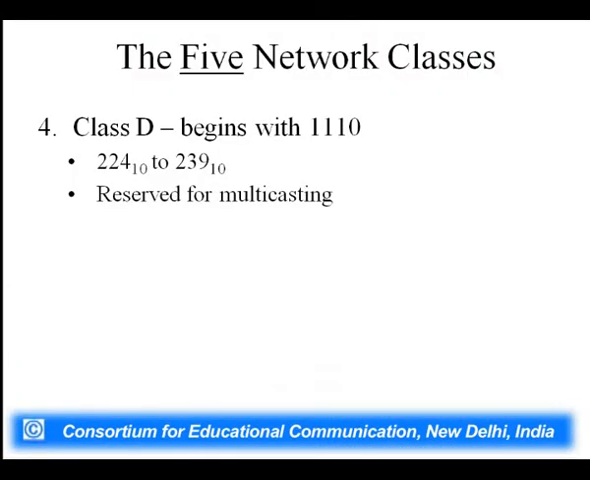Now, next is class D. I said class C ends at 223, and to have the continuity, class D addresses begin at 224 in decimal and go up to 239 in decimal, and this is a special address range reserved for multicasting. Multicasting means that if you send a message with this address as the destination address, it will go to multiple systems which have the same address beginning with this number.